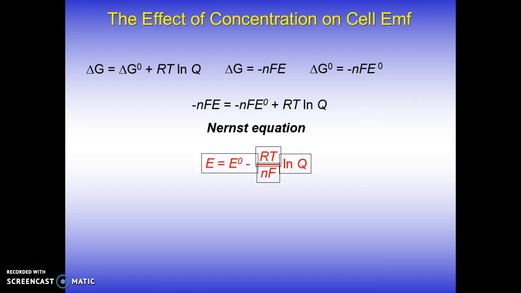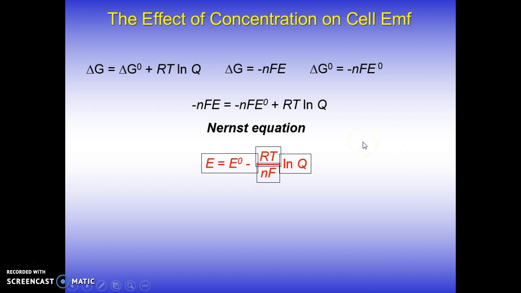We can move the constants around and divide everything by nF, we get RT over nF. Make these positive, which means that becomes negative. We've got E equals E naught minus RT over nF, ln of Q. Again, we're just deriving all of these things, but this is what's referred to as the Nernst equation.